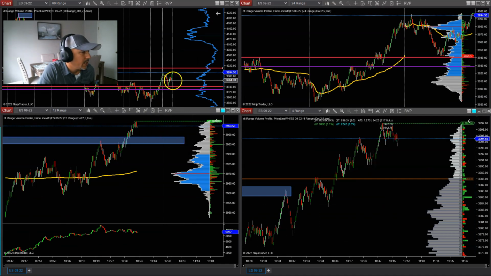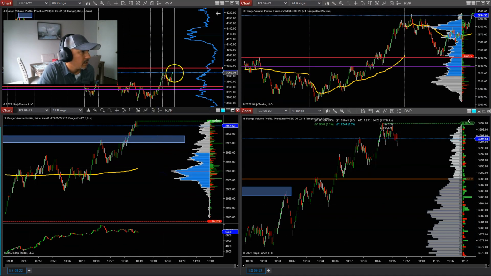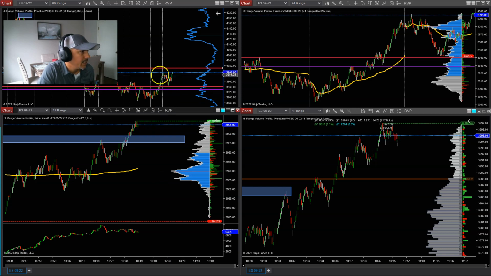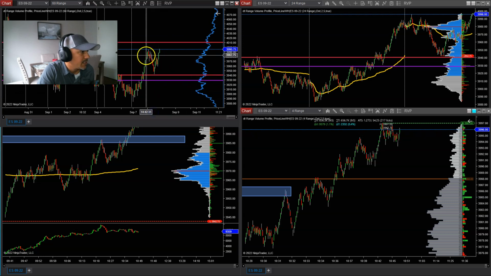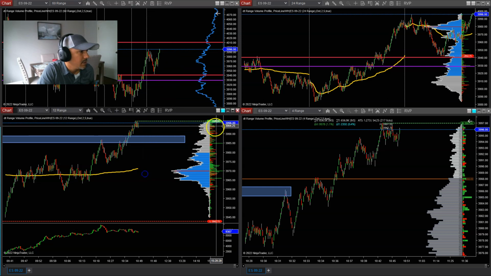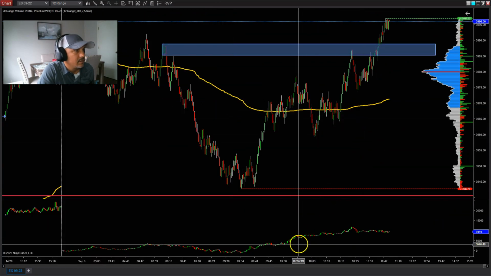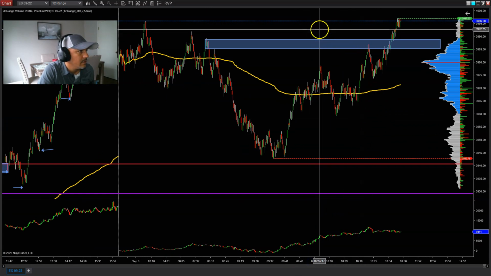Okay, so where are we hitting at? Okay, so we haven't taken out this area fully yet. These highs right here, not yet. Okay, well, it looks like we're trying to push up. So look at the 12-range chart. See what we're doing here.